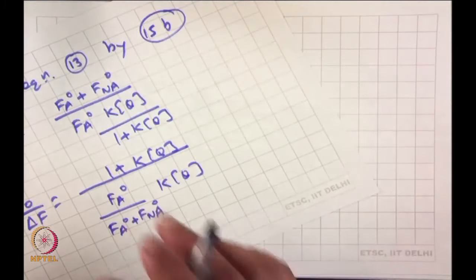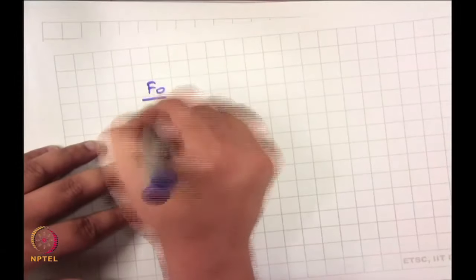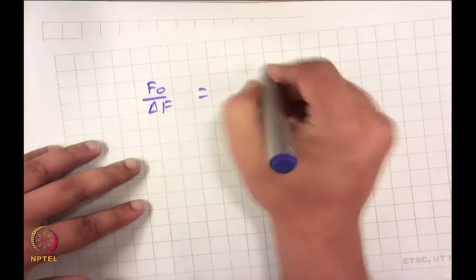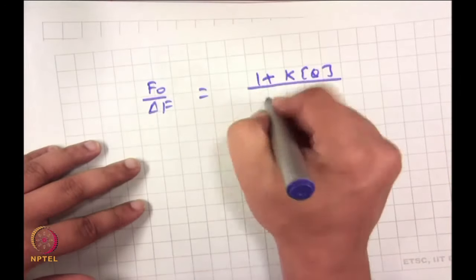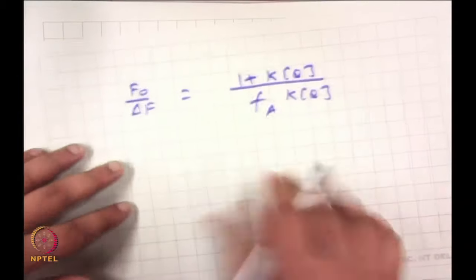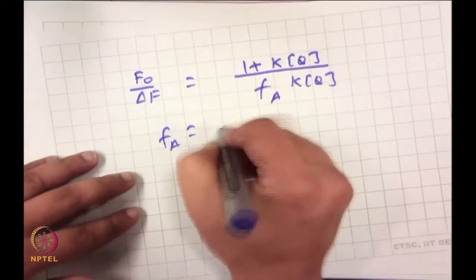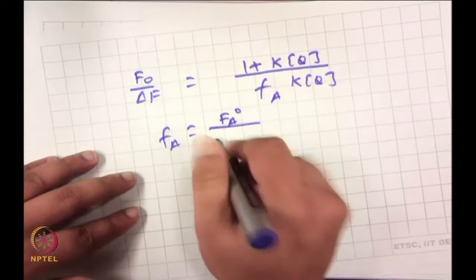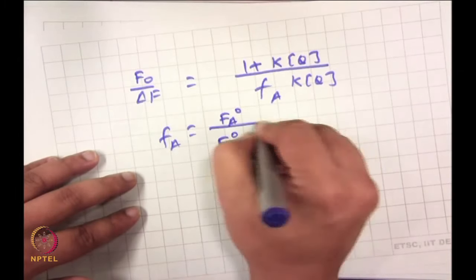Still not done. So, what we do after this is, the way we express this, we can write it like this: F naught over delta F is equal to 1 plus k times q, this is F a times k q. Now, what is F a? So, F a is equal to F a naught over F a naught plus F n a naught.